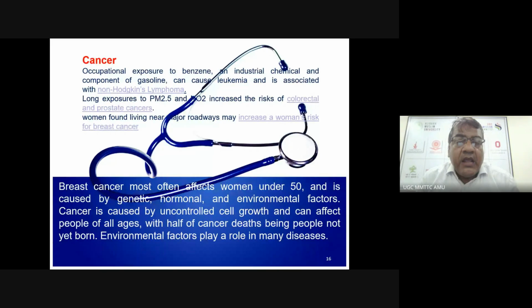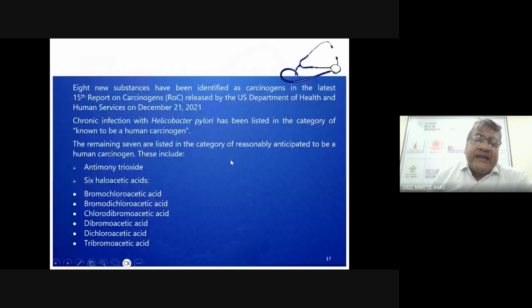Cancer is caused by uncontrolled cell growth. What is cancer? Basically, cancer is nothing but abnormal cell growth. In our body, we have controlled cell growth and cell division. When this cell division is uncontrolled, it gives rise to cancer. Cancer can affect people of all ages, with half of cancer deaths being people not yet born. Environmental factors play a role in many diseases.